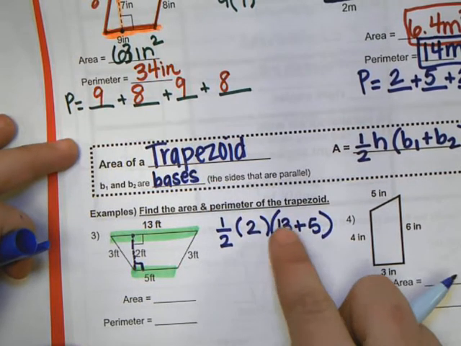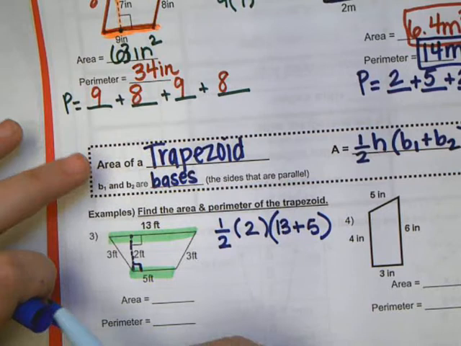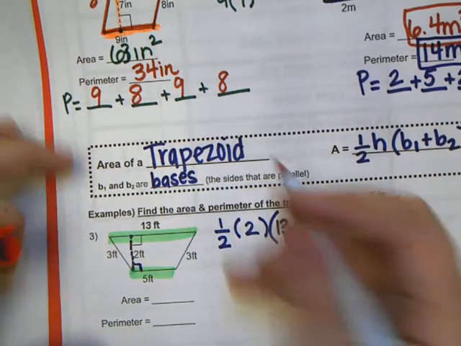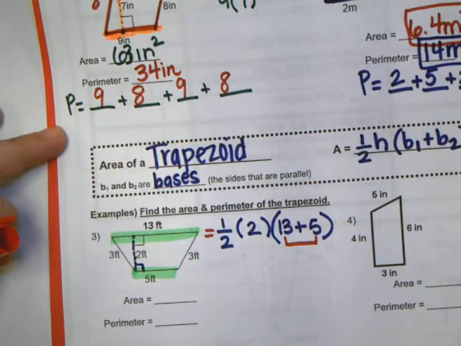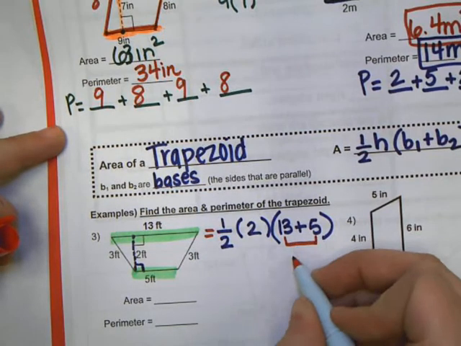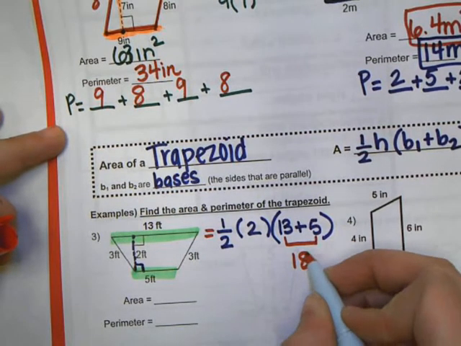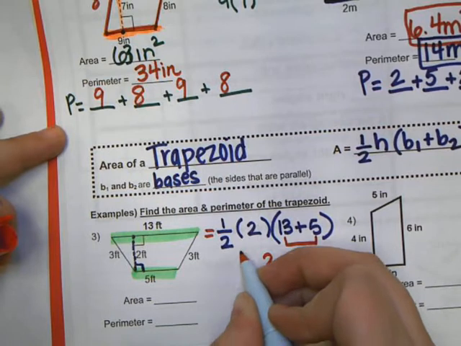And then the bases are the sides that are parallel. So the 13 and the 5. And again, it does not matter which one goes where. So you can flip-flop these. So now we're going to simplify.